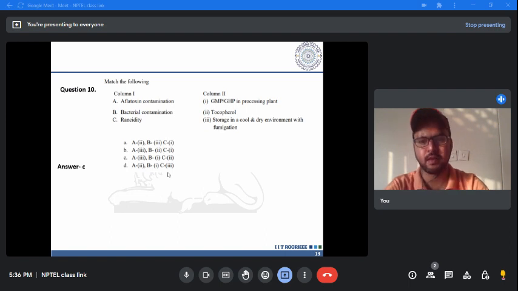Okay, so the right answer is C. Aflatoxin contamination is prevented by storage in a cool and dry environment with fumigation. Then bacterial contamination is GMP in a processing plant. The acidity is tocopherol. So these are the right answers.